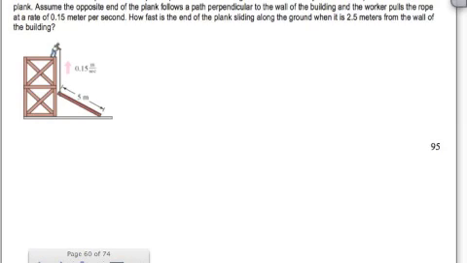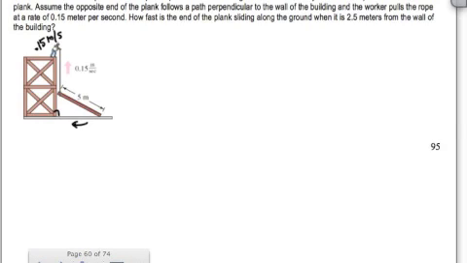Okay, so assume the opposite end of the plank follows a path perpendicular to the wall of the building. So as it's going up, like a right triangle here. So as you're pulling it up, you're getting a right triangle like that. You guys see all the different right triangles? Okay, and you're pulling it up at a rate of 0.15 meters per second. So how fast is the end of the plank sliding along the ground, so this part, when it's 2.5 meters from the wall of the building?